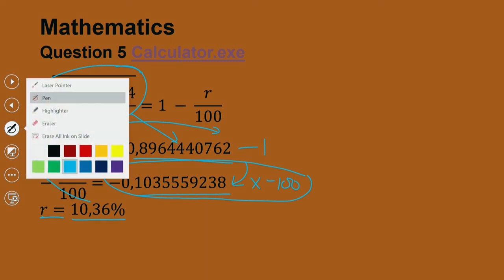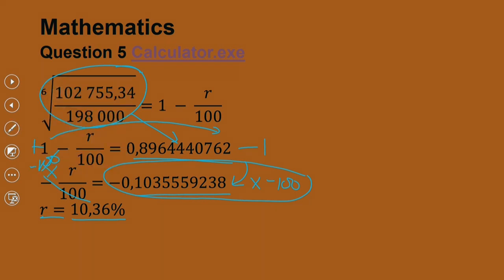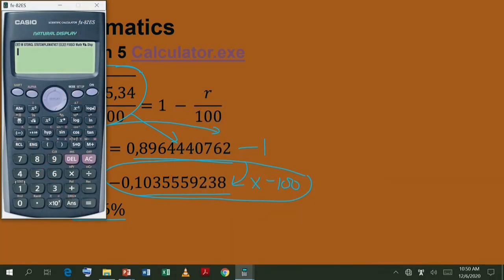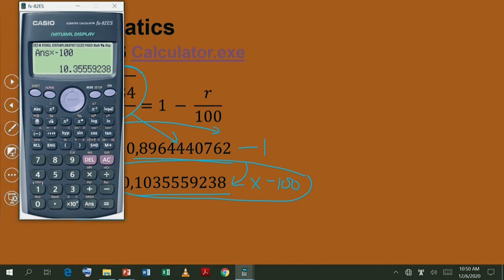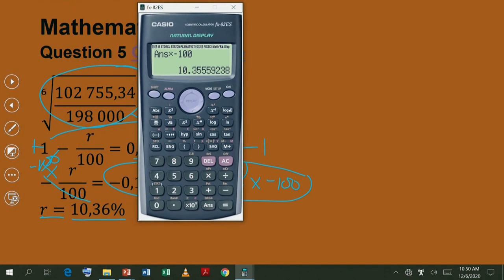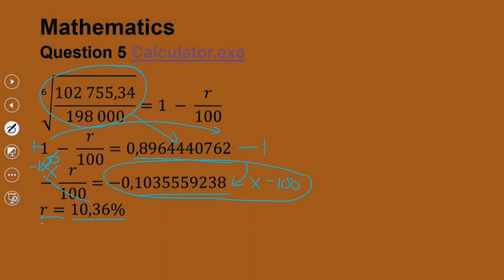Let us use the calculator to work this out. We have 0.89644762 minus 1. That gives us negative 0.103559238. Then I said we must multiply it by negative 100, and that will give you 10.3559238. And when you round this off to two decimal places, you end up having 10.36. And this is what we're having there.